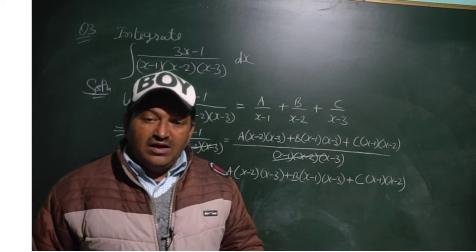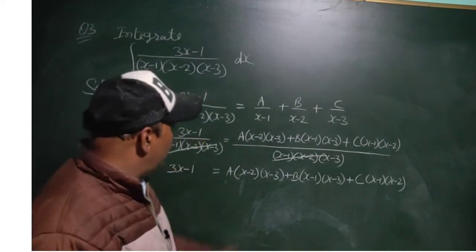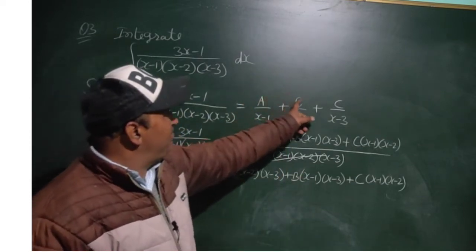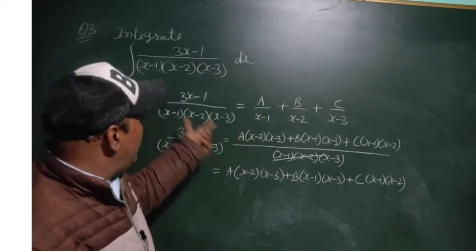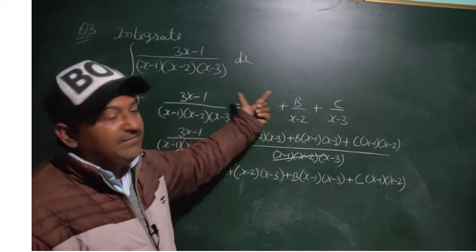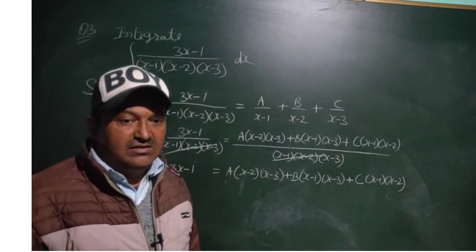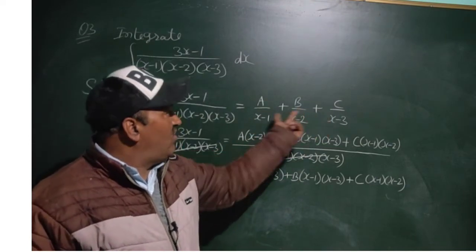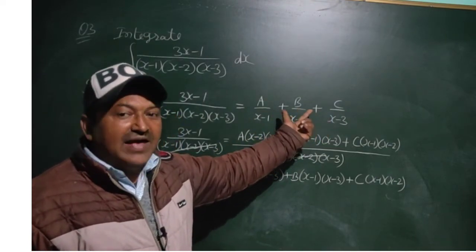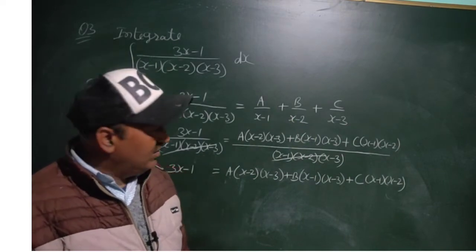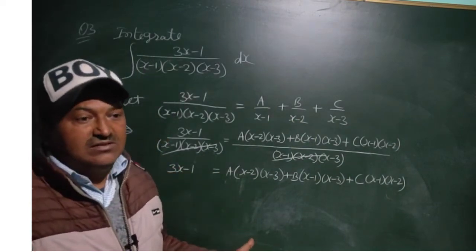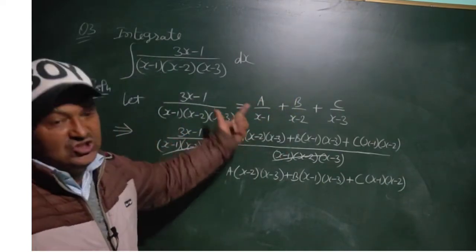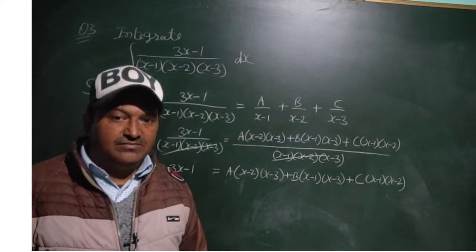Now we have to find the values of A, B and C, and after putting the values of A, B and C, we will get the partial fractions of the required question, and we can then find the integration of the right hand side very easily. What is the procedure to find the values of A, B and C of such type of partial fractions?